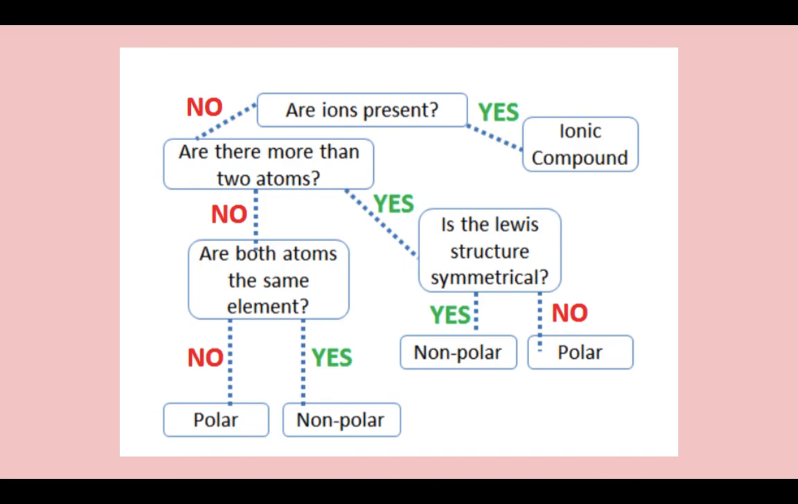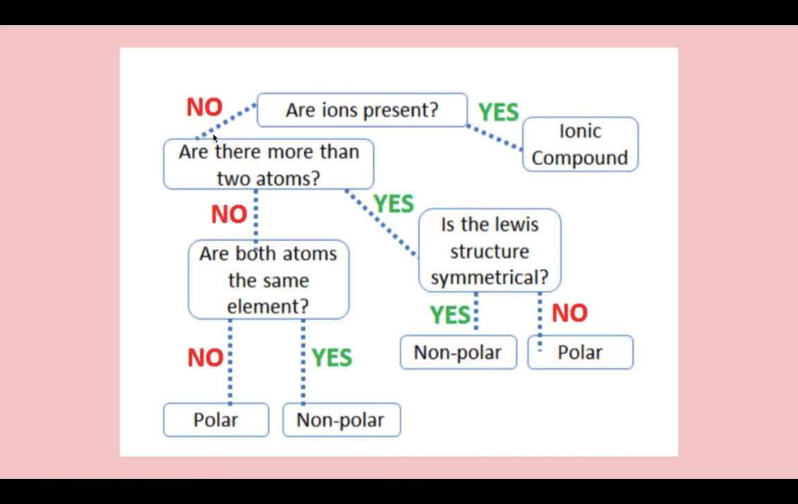So in order to figure out if something is polar, there's an easy flow chart that you can follow. The first question you want to ask yourself: are ions present? That simply means, is it ionic? If it is ionic, you can stop right there. Remember, an ionic compound is made up of a metal and a nonmetal. So if it has a metal, you're done.